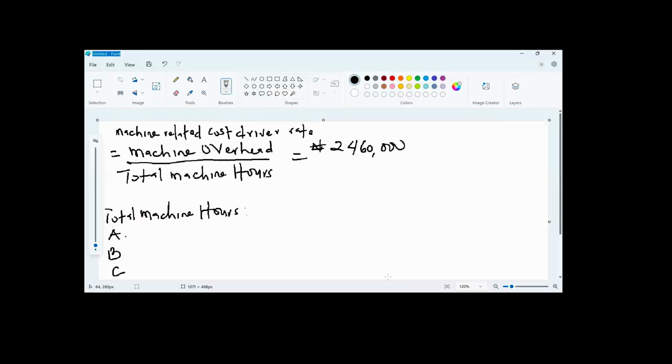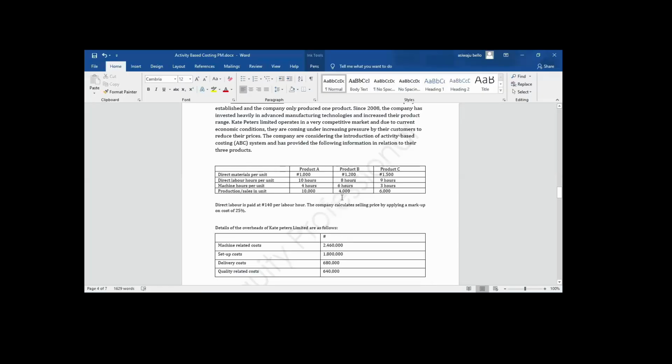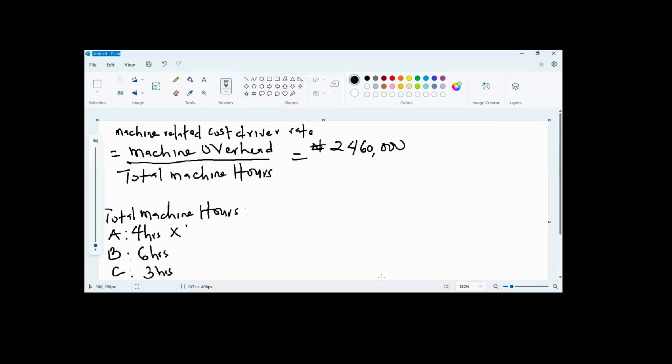I'll come here, machine hour per unit: 4 hours, 6 hours, and 3 hours. Now, how many units are we going to do for product A? 10,000. 10,000 of A, 4,000 of B, 6,000 of C. Multiply by 10,000 units, because it's machine hour per unit. Multiply by 4,000.